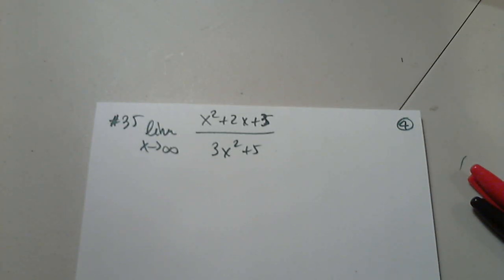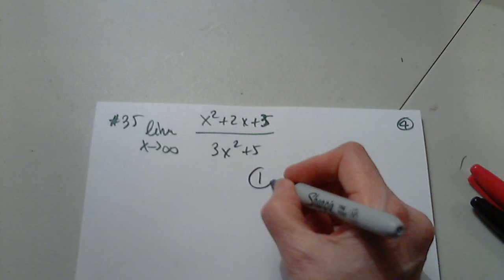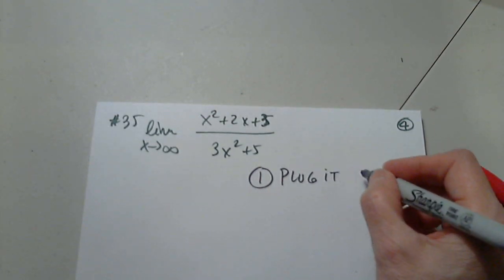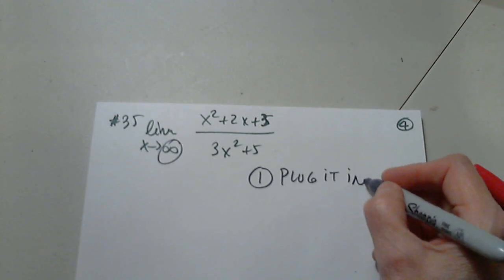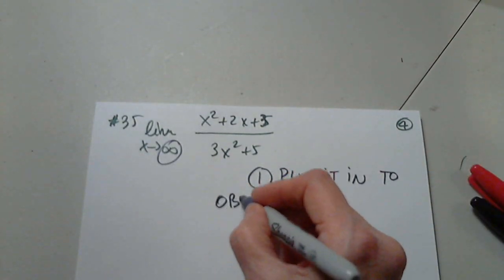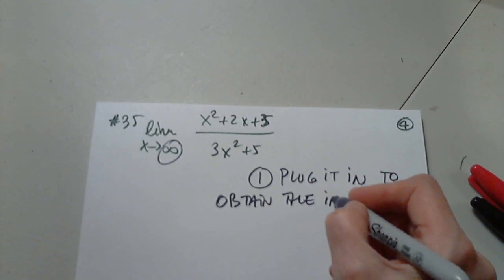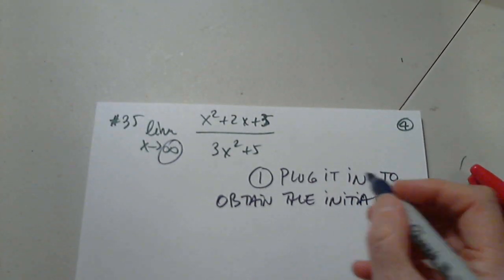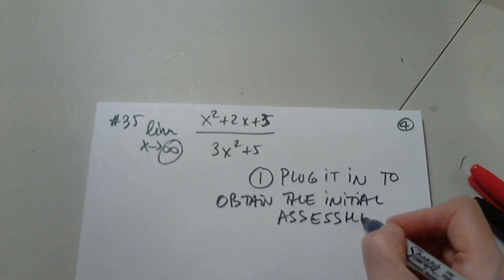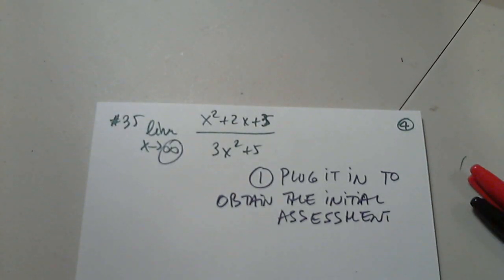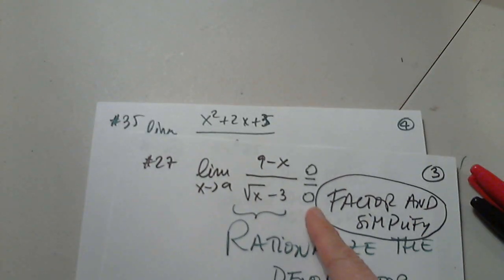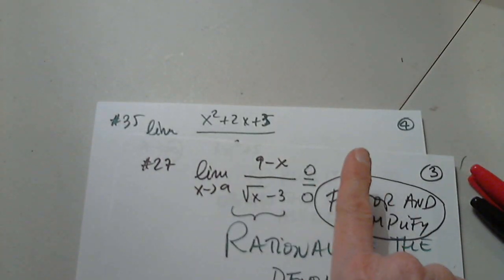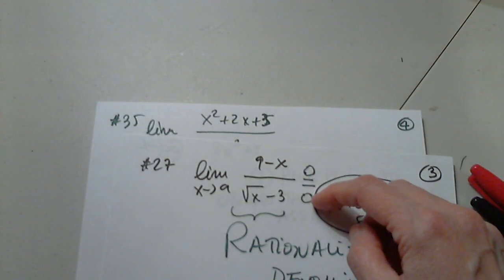I'm gonna say factor. Although there are some exceptions. So I said always and forever, but there are some exceptions. So first of all, we have to plug this in to obtain the initial assessment. Okay, wait a minute. So that's what we did here. I had to plug it in to get the initial assessment.